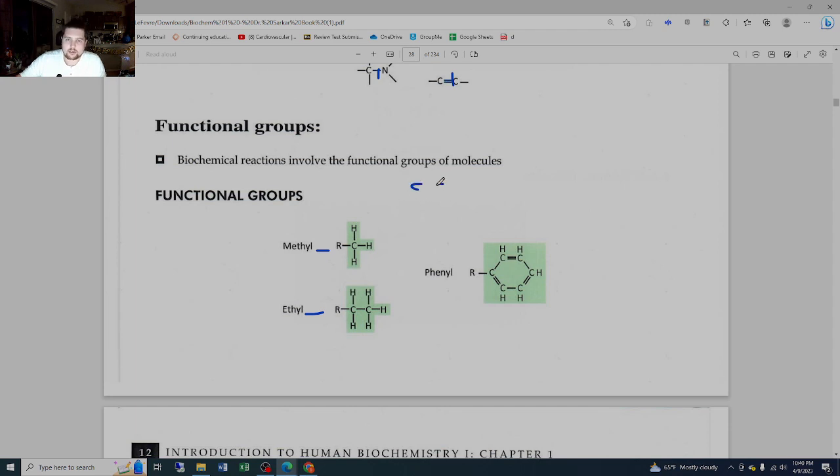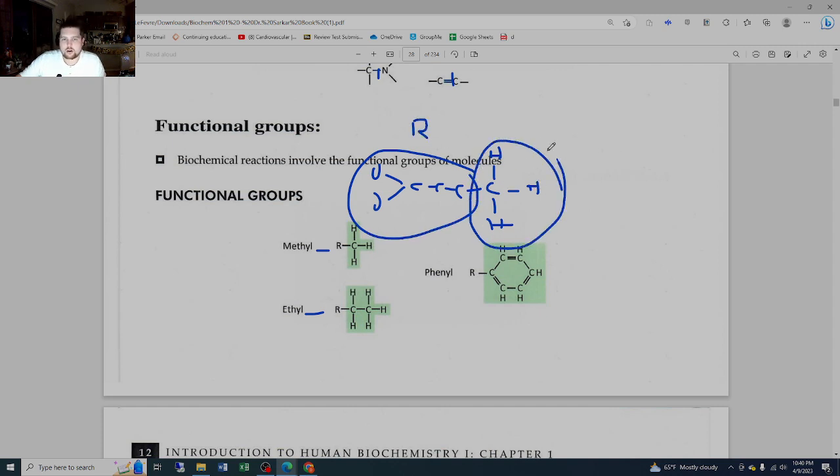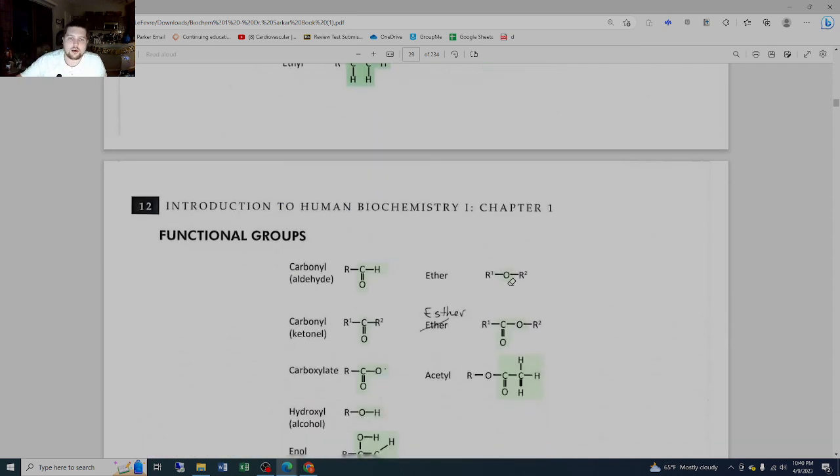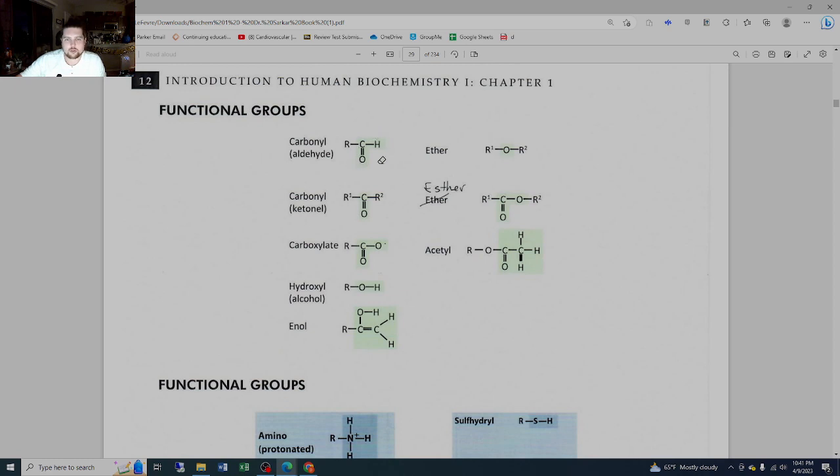So R could be another C, C, C, O, O, C, H, H, H. What we know is that this right here is our R group, and this is our functional group. So any of the reactions are going to take place over here on this side. This is where the reaction is going to occur, and where we really want to give our focus. Methyl, ethyl, and phenyl are just three of the really common ones, and we'll see more as well. So all of these are functional groups.